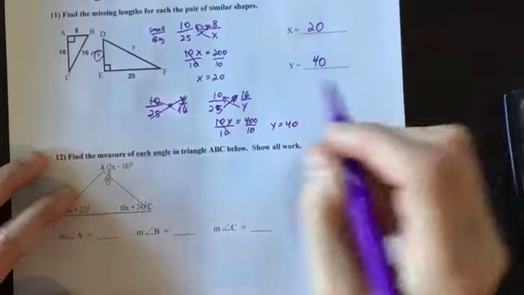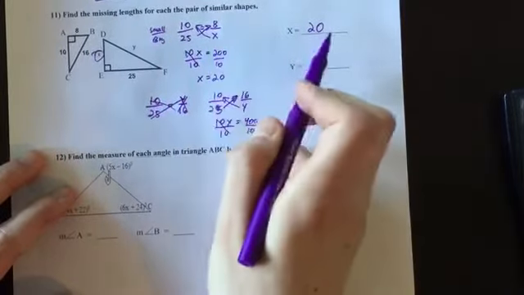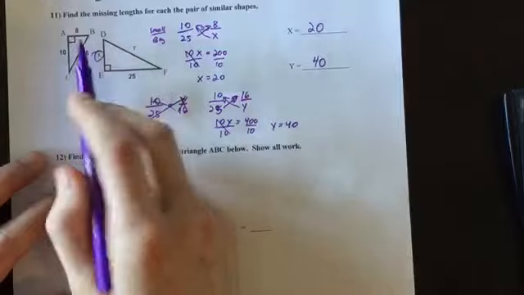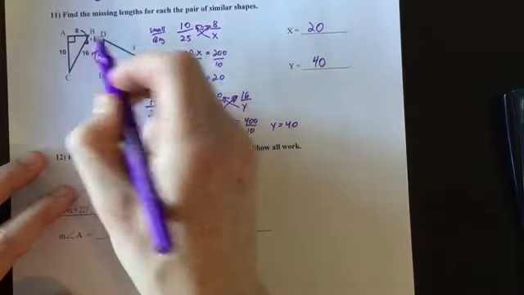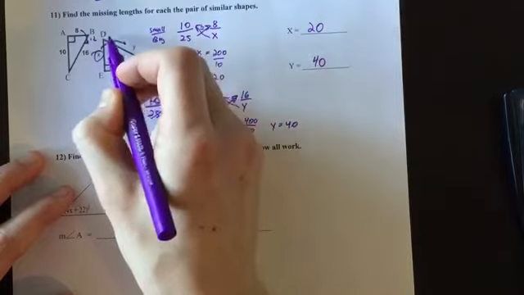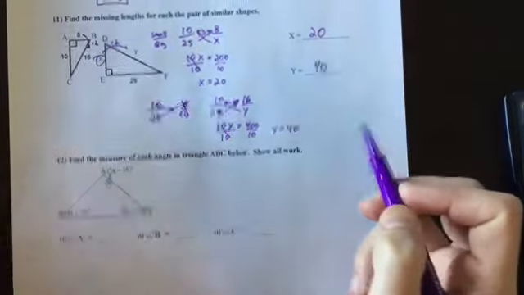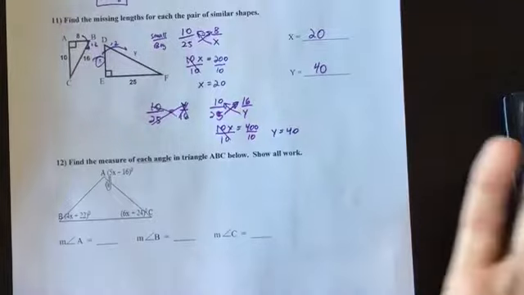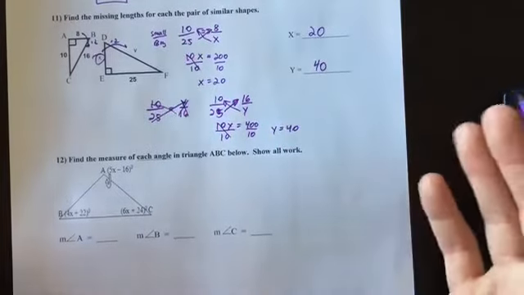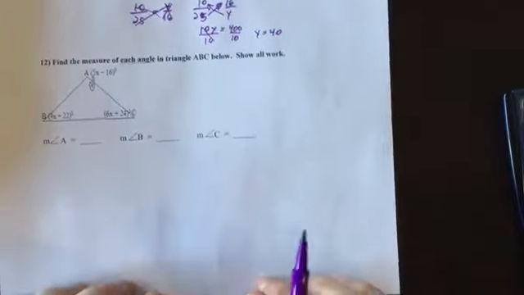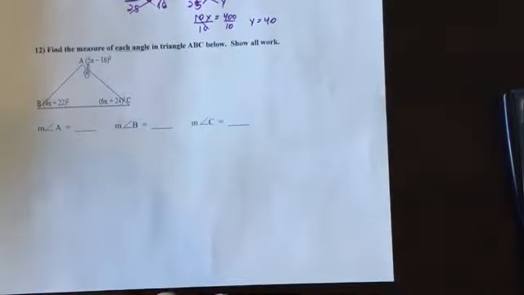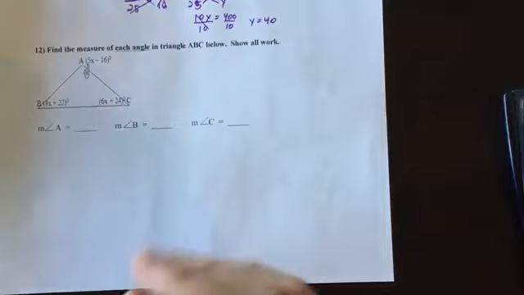Okay. Now, after solving for x and we see that x is 20, we might notice the relationship of the corresponding sides, that 8 times 2 is 16, so that x times 2 would be y. If you're showing that and you understand that that holds for similar shapes, we could have used that to solve for y. Number 12, our last problem. Find the measure of each angle in the triangle ABC below.